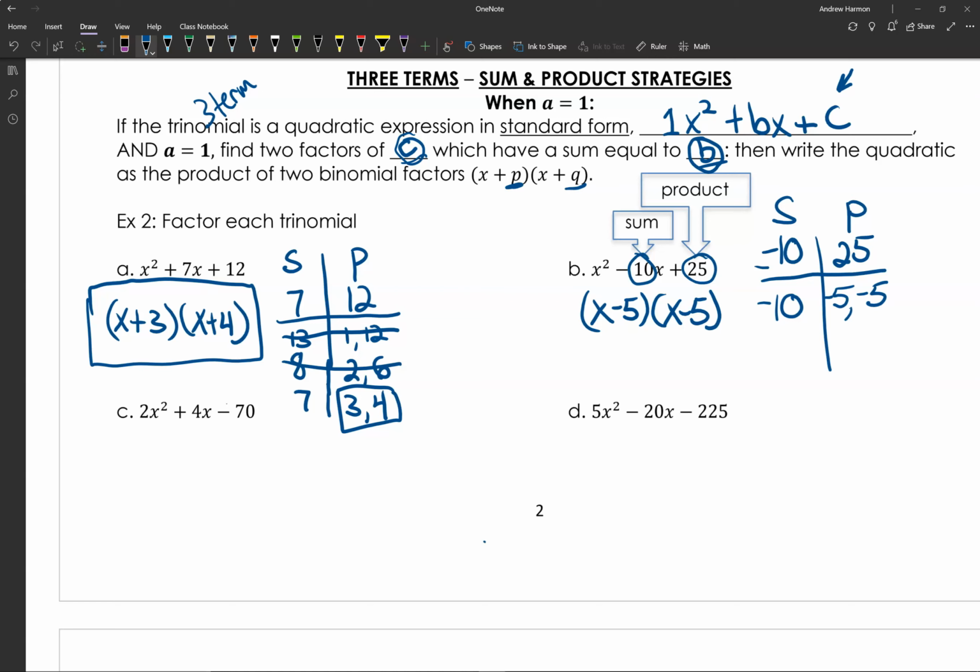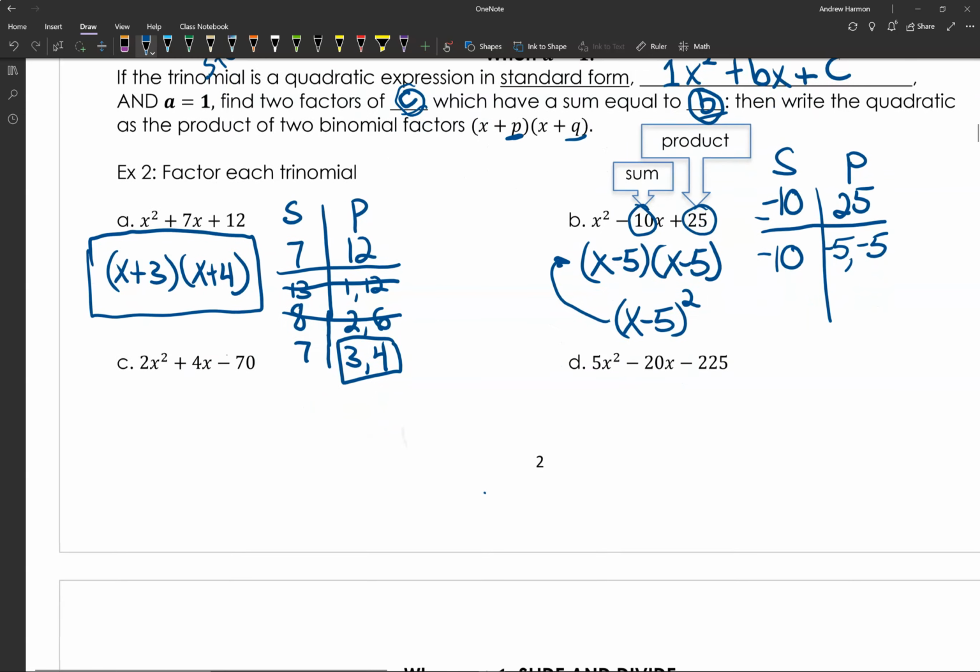Now what's cool about this one, because it repeats, we can actually write this as x minus 5 squared, which would be the same as that expression there. Okay, let's look at letter C.